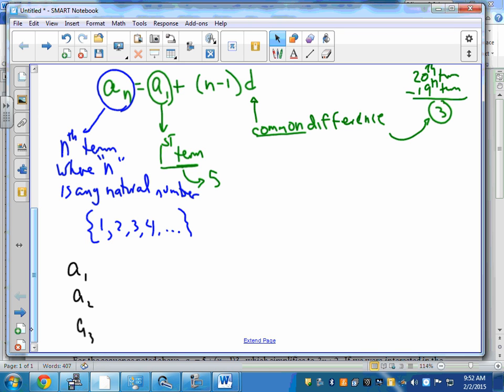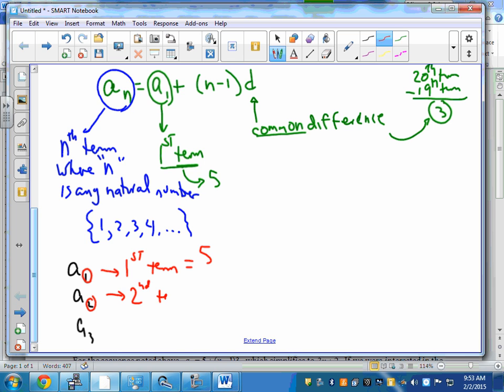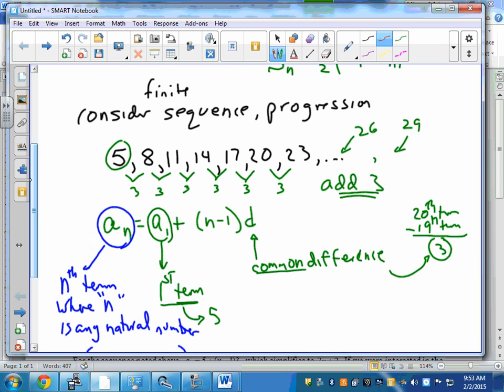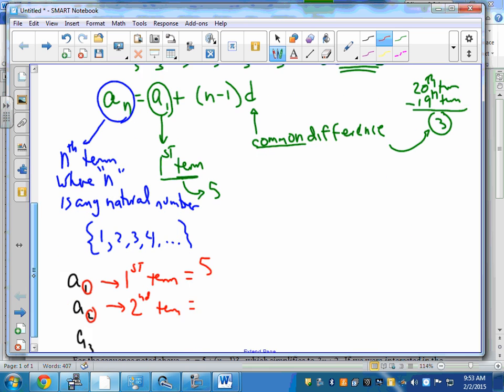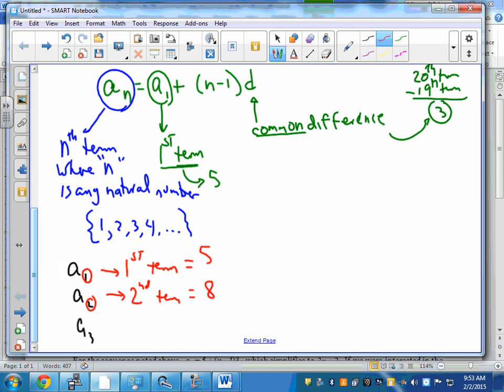So if the subscript is 1, this represents the first term. And we already know what that is for our particular sequence. That was 5. If the subscript was 2, that represents the second term. Okay, and in our particular sequence, we note that's 8. There we go. The second term is 8. Okay, a sub 3, just to beat a dead horse to death here.